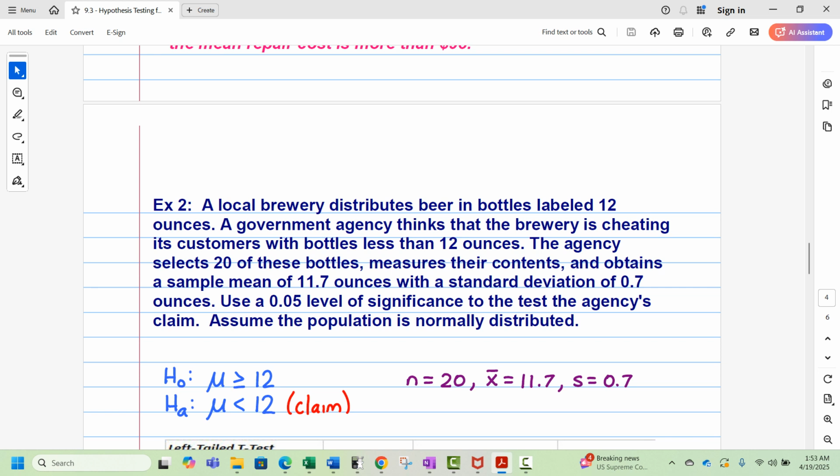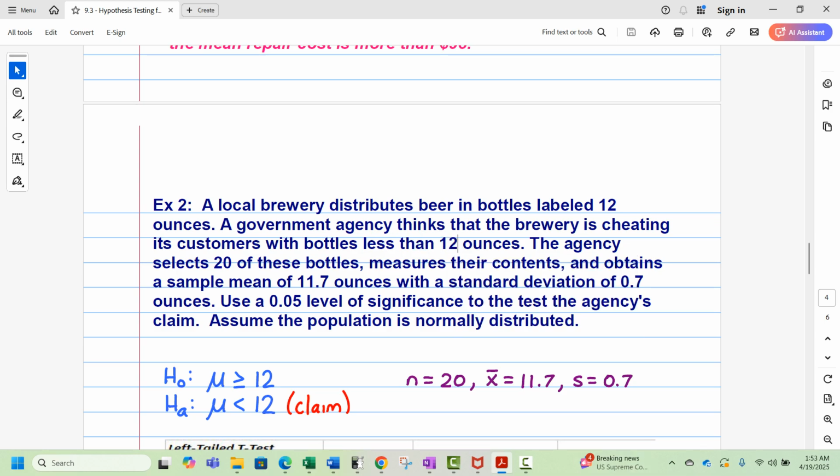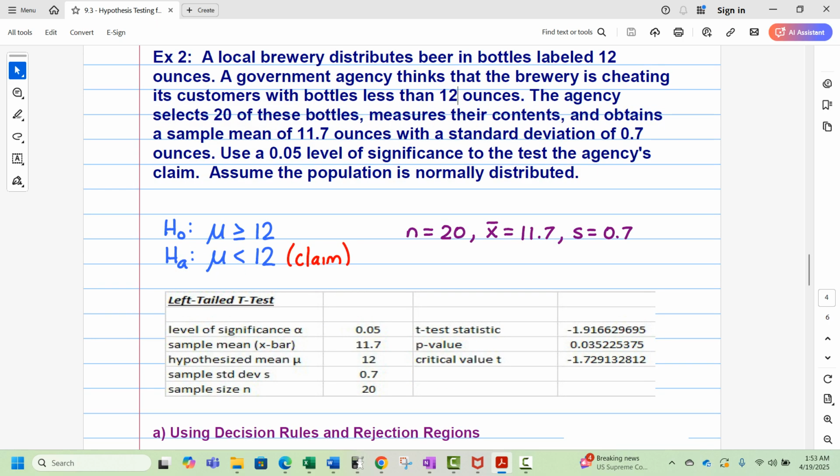The agency selects 20 of these bottles, measures their contents, and obtains a sample mean of 11.7 ounces with a standard deviation of 0.7. Use a 0.05 level of significance. Assume the population is normally distributed. All right, that just gives us our criteria to use the T distribution. Less than is pretty straightforward, nothing weird there. And less than would have to be the alternative, the Ha. That means it pairs up with an H0 of greater than or equal to. And we're going to have to see if we reject the H0 to support the claim.